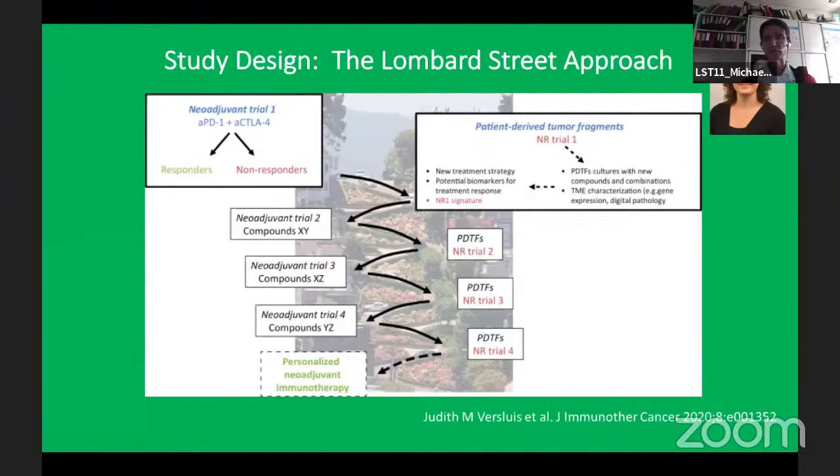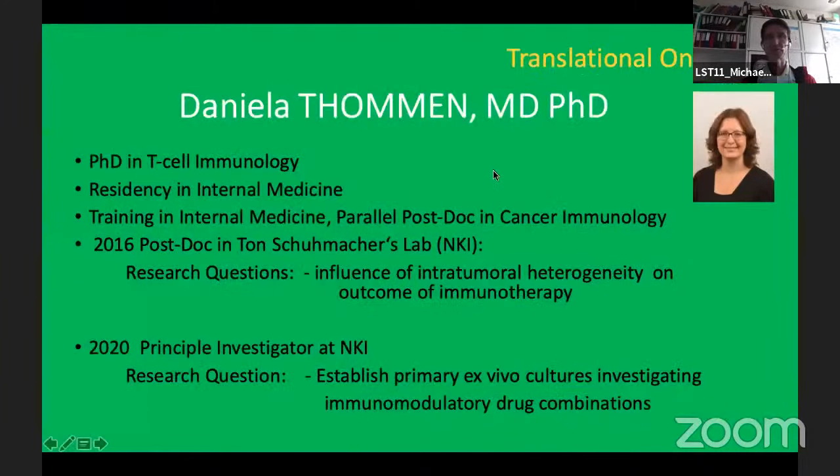So what about the person Daniela Thommen? She did a PhD in T-cell immunology, but before that she studied medicine, and she did a residency in internal medicine in Switzerland. She did training in internal medicine and in oncology, and in parallel she did a postdoc in a cancer immunology lab in Switzerland. Then she joined Ton Schumacher's lab.